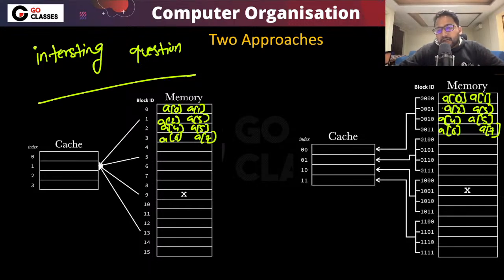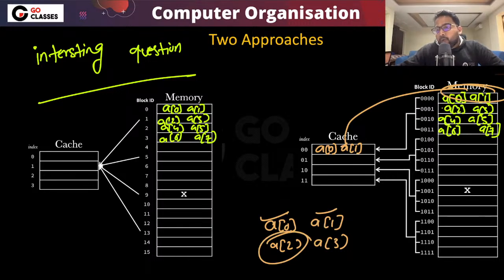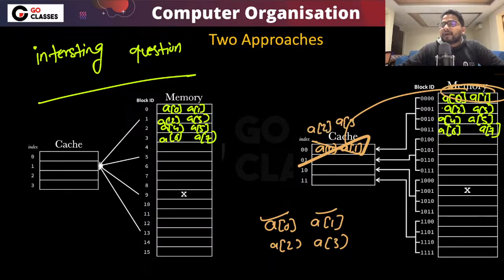Let's suppose you are mapping this block to this line. Now suppose you are accessing the array elements. You will access a0, generally then a1, then a2, then a3. If you are accessing a0, then you will put the whole block in this line, so a0 a1 is present. The next time, when you want to access a2, you have to actually replace this with a2 and a3. Are you getting my point?